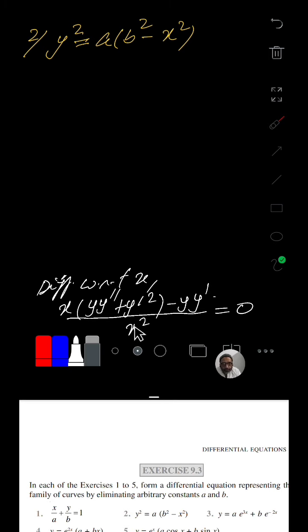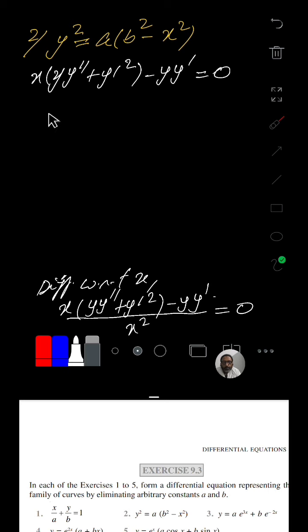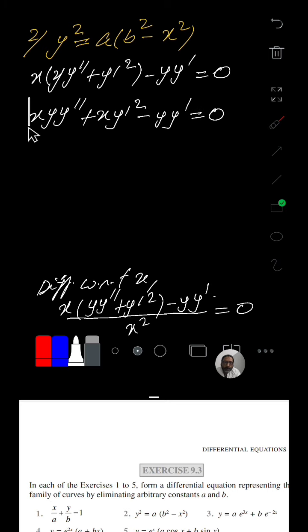Now proceeding from this step, we need to transpose x square to the right hand side, so it will multiply 0 and we get on the left hand side x into y y double dash plus y dash square minus y y dash is equal to 0. So opening the bracket we get x y y double dash plus x y dash square minus y y dash is equal to 0, and this is the required differential equation for the given solution.